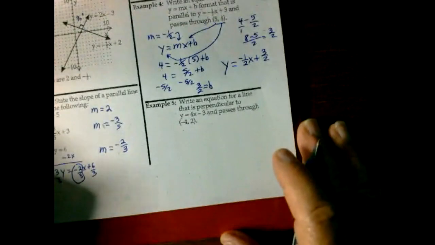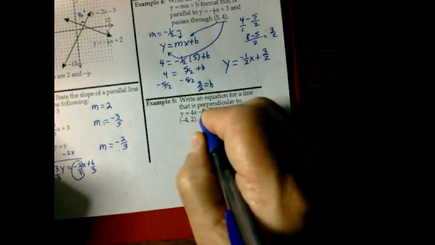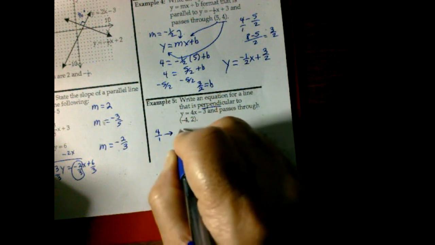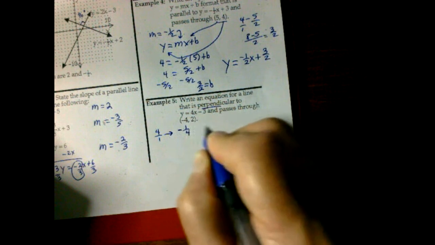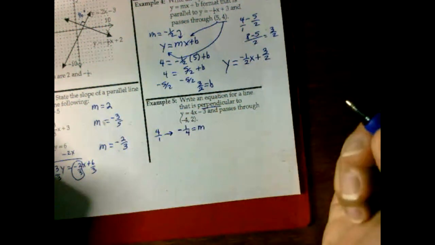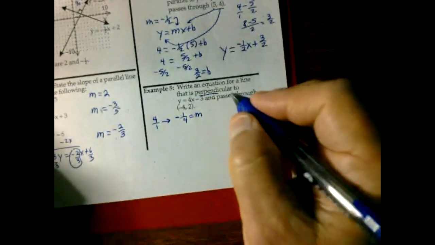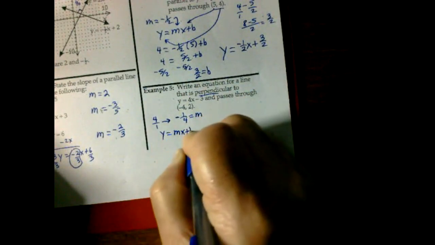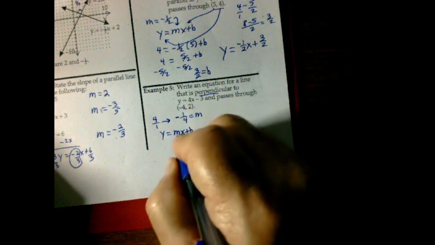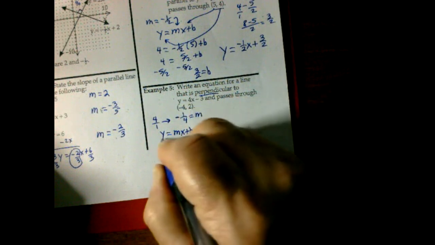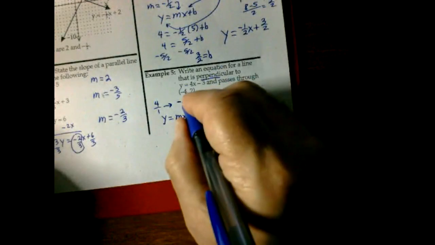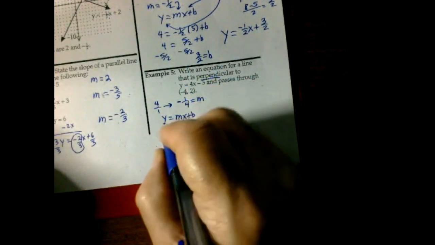Now we move on to the last one. This is perpendicular, so we have to be very careful about the slope. We have 4 over 1 for the slope. We flip and put a negative in. So we know that the slope is going to be negative 1/4. Now we do what we normally do. Mx plus b. We're going to slide the x value here, the y value over here, and then the slope value there. So x, y, slope.